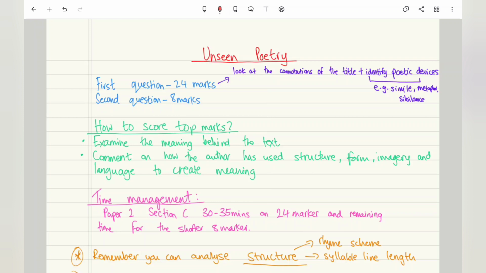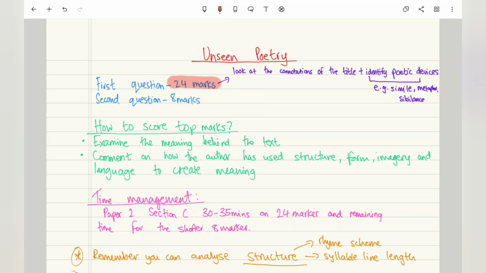Now this is being sat this Wednesday for English Literature Paper 2. The first question is going to be worth 24 marks, and for the first question what I would recommend for students to do is to look at the connotations of the title, and often the title gives you clues of what the poem will be about. And also identify the poetic devices such as simile, metaphor, and sibilance. So that's for the first question.